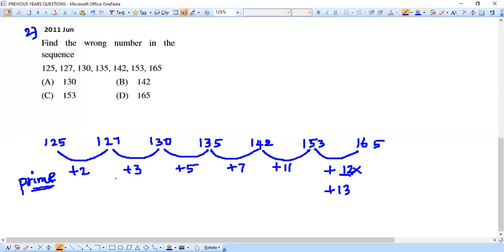See, till here they did plus 2, plus 3, plus 5, plus 7, plus 11. Everything is fine. But after this plus 11, the next prime number should be plus 13. So they should have done plus 13 only. So 153 plus 13, what should come here? Think of what comes if we do 153 plus 13. 153 plus 13 would give you 166. Okay, let me write it clearly. 166. That is what should actually come there.